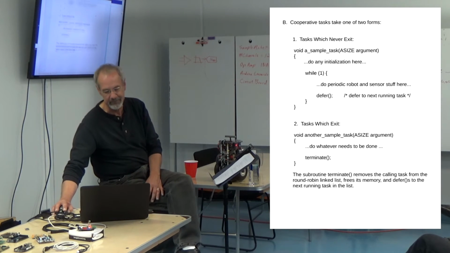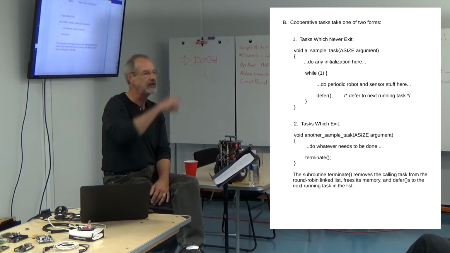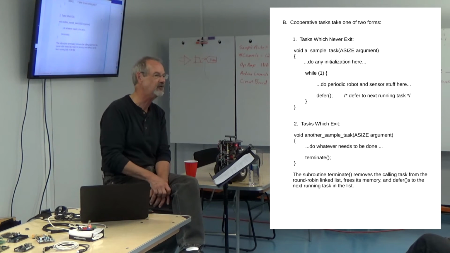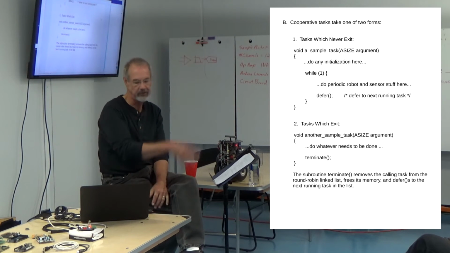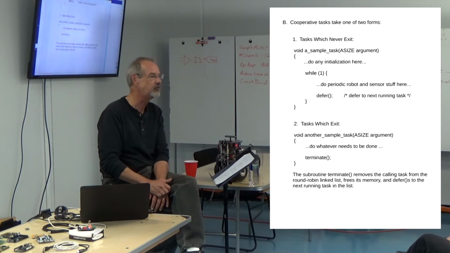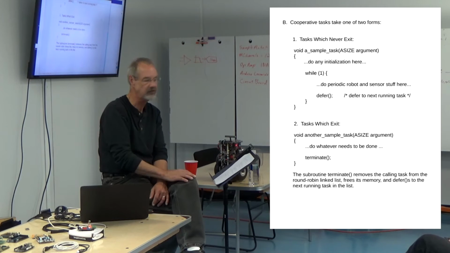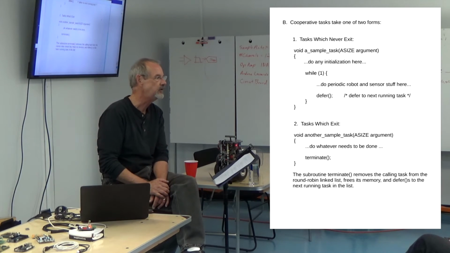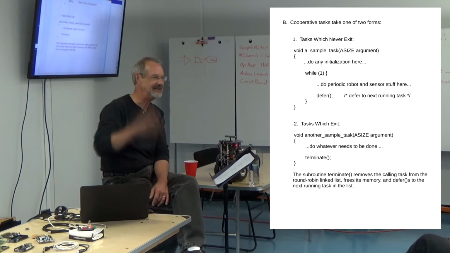The other type of task is a task which exits. Since we're in this round-robin loop, you can't just say return or exit because you're still in the loop. You actually have to be removed from the loop. And there's a command here called terminate, which will do that. So, for example, the question I was asked earlier about what happened to task 12. Task 12 went through and did all this initialization, and when it was done with all that initialization, it called terminate. And terminate pulls it out of the linked list, frees its memory, it's gone. It's no more.